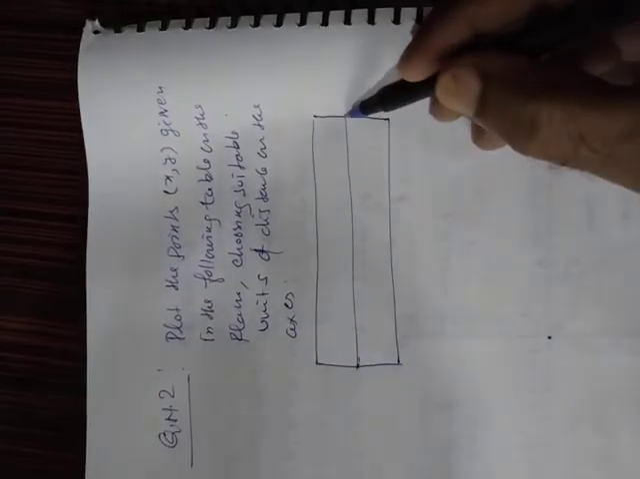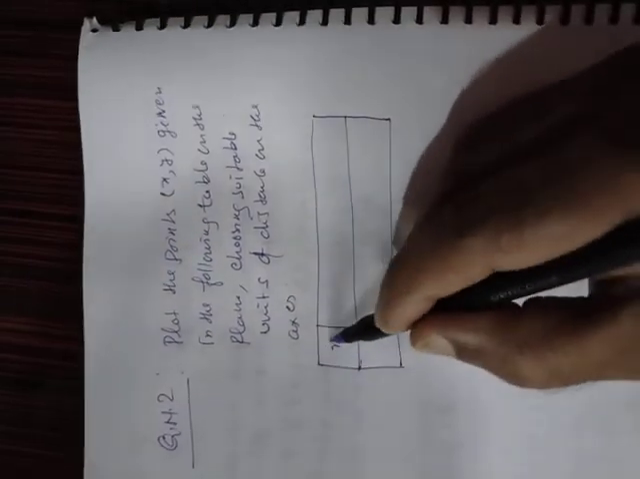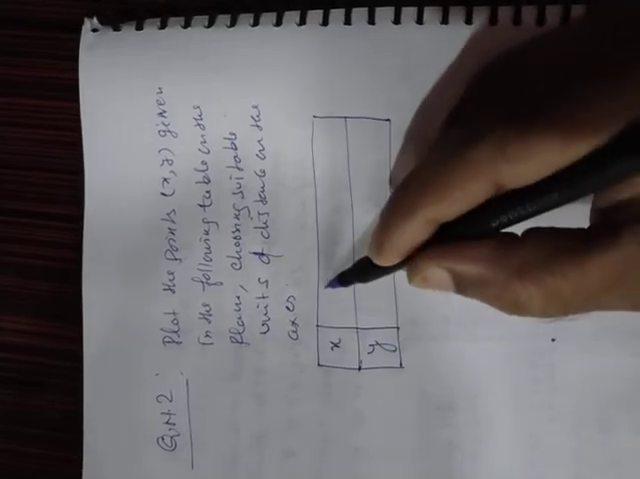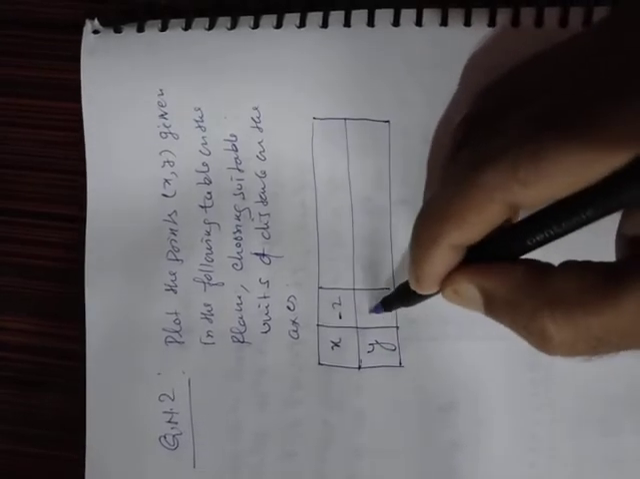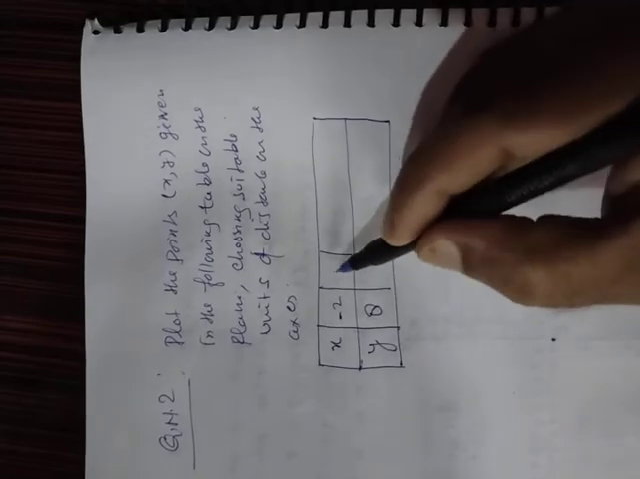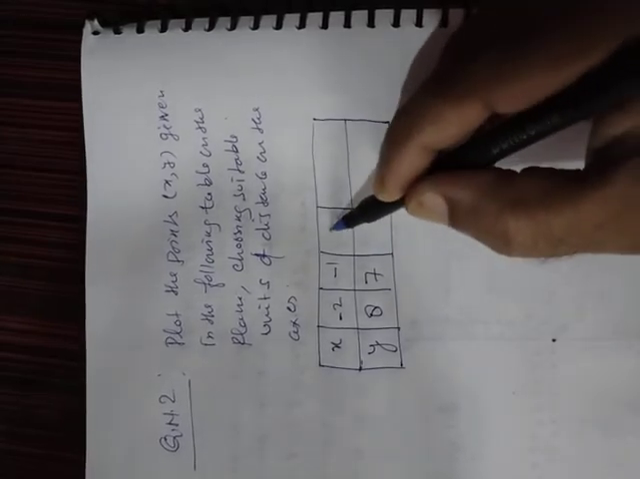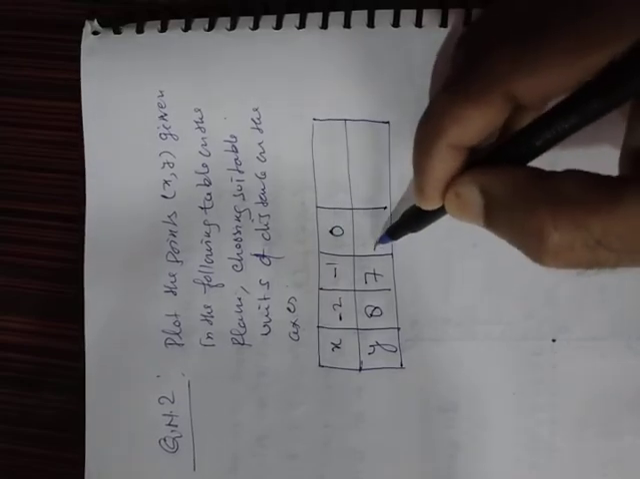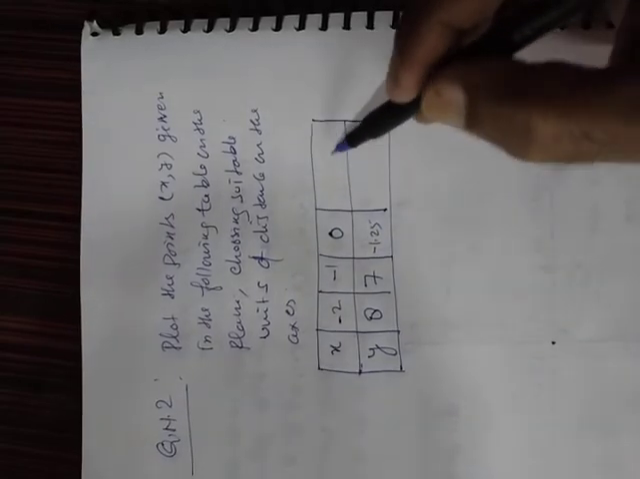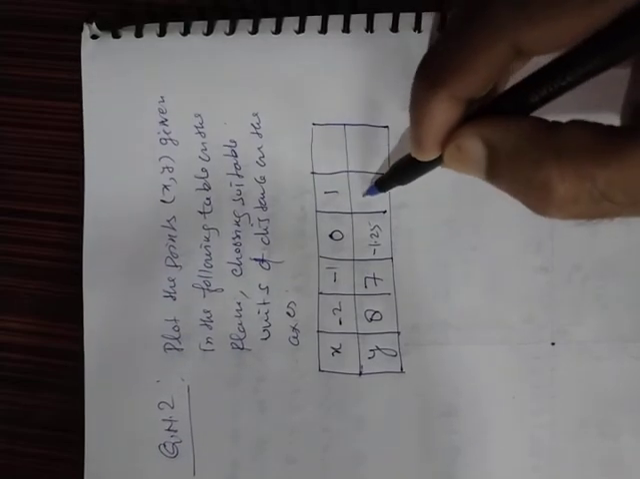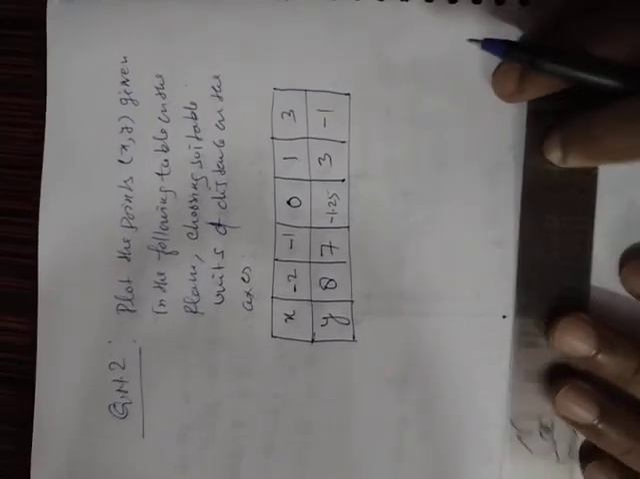This is a table: value of x, value of y. x is -2, y is 8; x is -1, y is 7; x is 0, y is -1.25; x is 1, y is 3; x is 3, y is -1. So you have to plot these points on the graph. It is very easy.